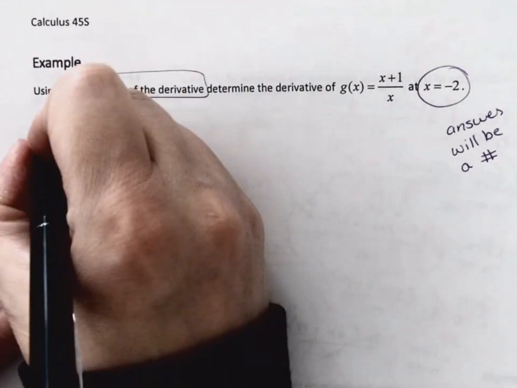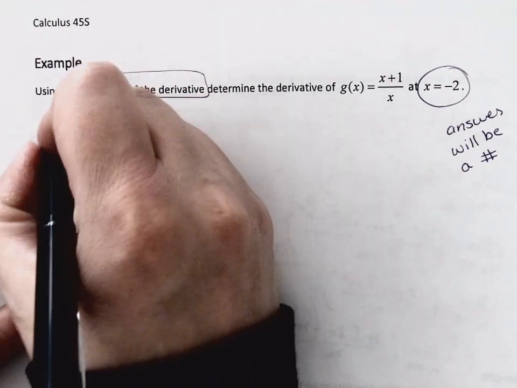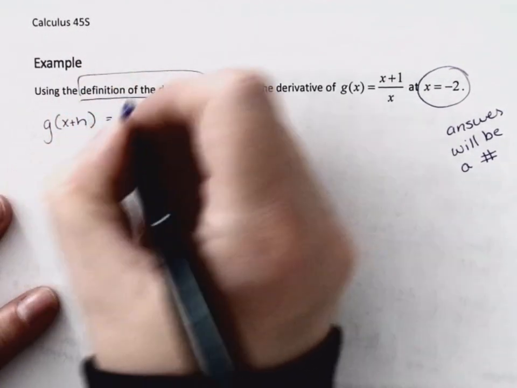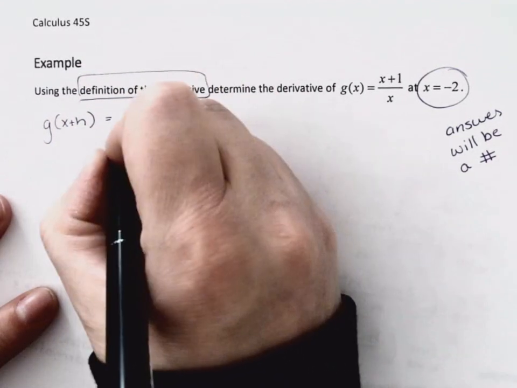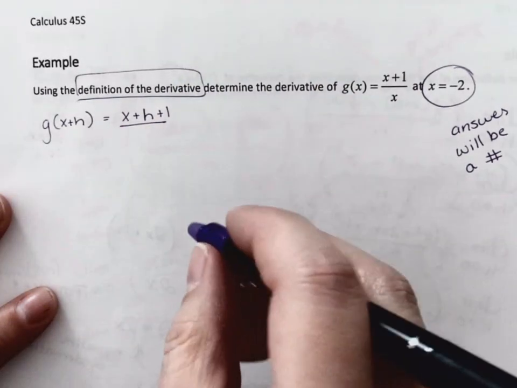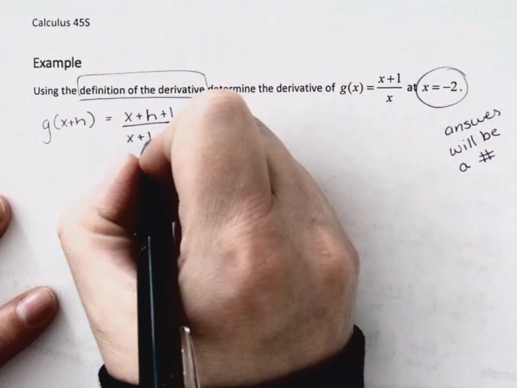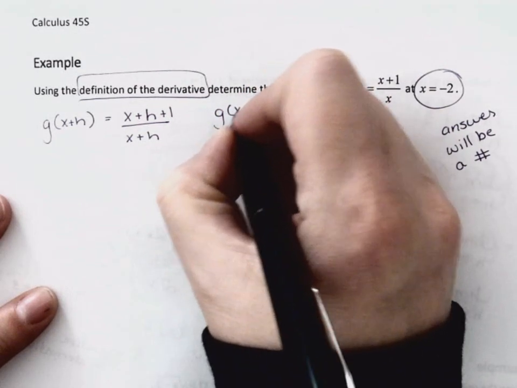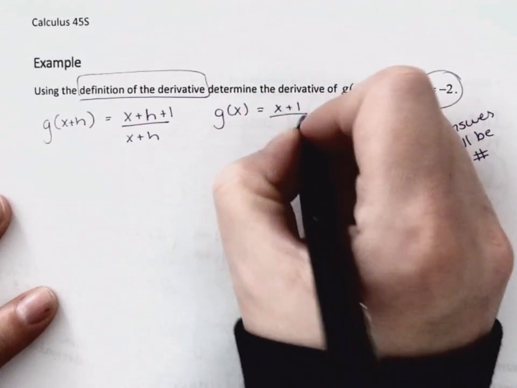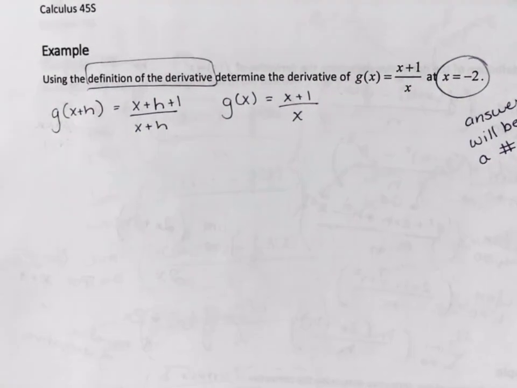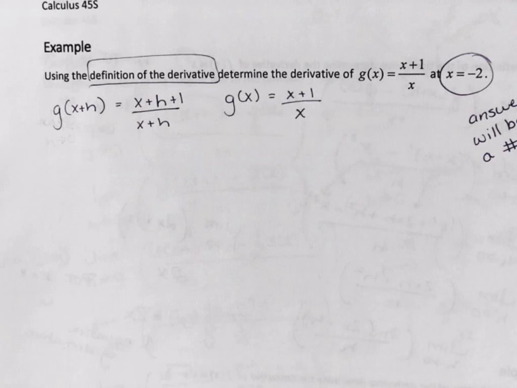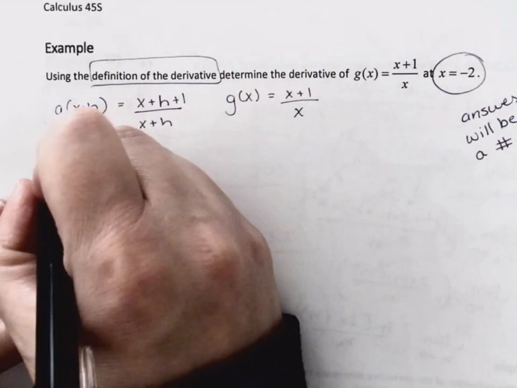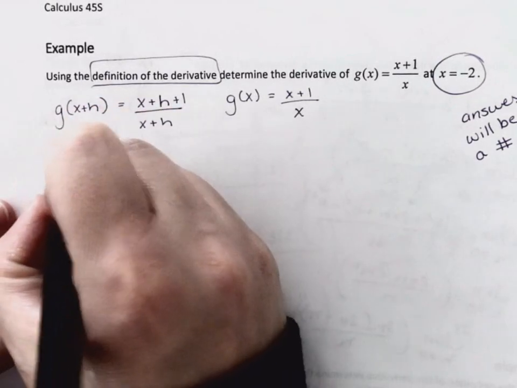So I'm going to start doing this. I'm going to say that g of x plus h is going to be (x plus h plus 1) over (x plus h). And then g of x is obviously just the equation. So all I did was right off the bat look at my two, g of x plus h and g of x, and just created those two things so I could dump them right into the limit formula.